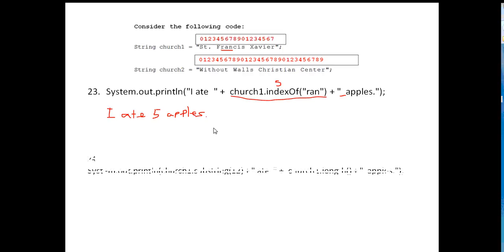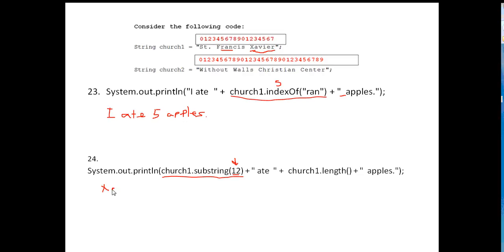Alright, the next one is 24, and we're going to start with a method. This method is going to bring a substring, so it's going to be a group of characters. We're looking for 12 in church 1. Well, 12 in church 1 is right here at the capital X. Having one parameter in a substring means that we start at 12 and go through the rest of the string. So we start at 12 and go all the way to the end. So it's going to be Xavier.